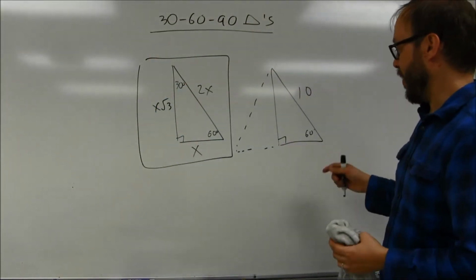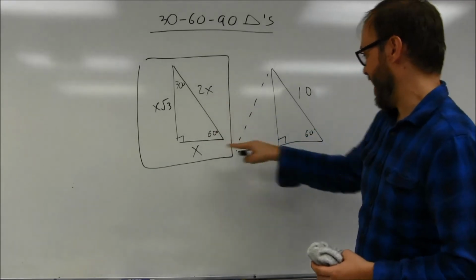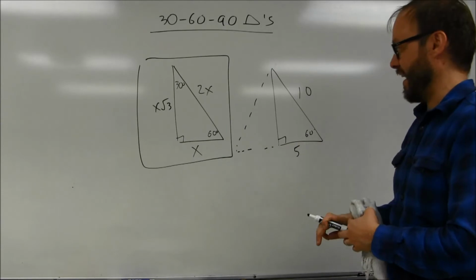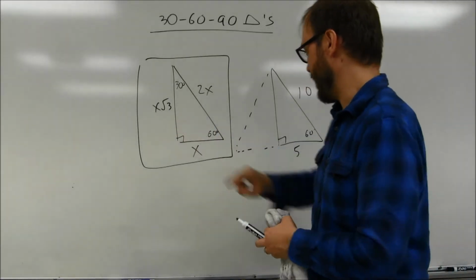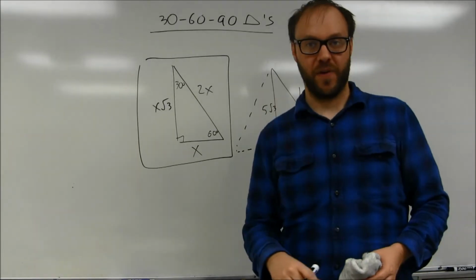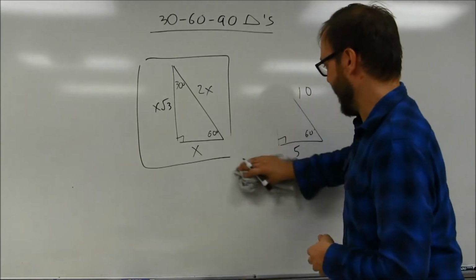But anyway, here's the point. The short side is half the length of the hypotenuse. So half of 10 is 5. Okay? The pattern says you multiply the short side by radical 3 to get the length of the long leg. That side's going to be 5 radical 3. Okay? Can be very quick, can be very easy.